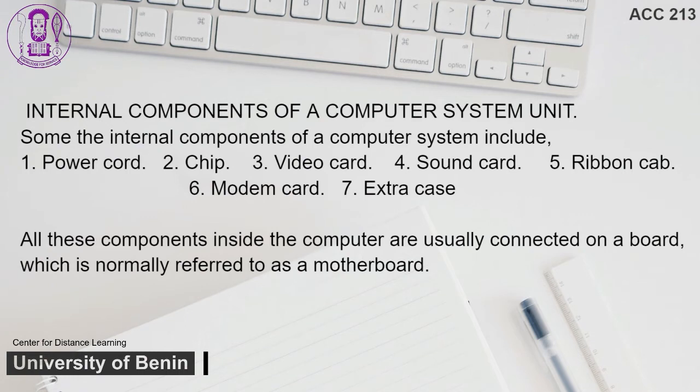Some of the internal components of a computer system include 1. Power cord. 2. Chip. 3. Video card. 4. Sound card. 5. Ribbon cable. 6. Modem card. 7. Extra case. All these components inside the computer are usually connected on a board, which is normally referred to as a motherboard.